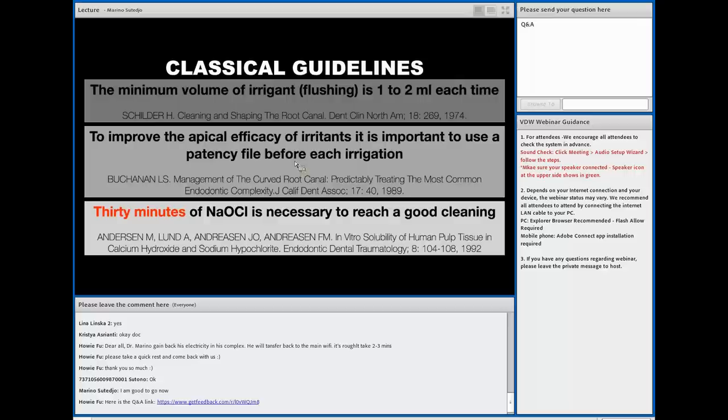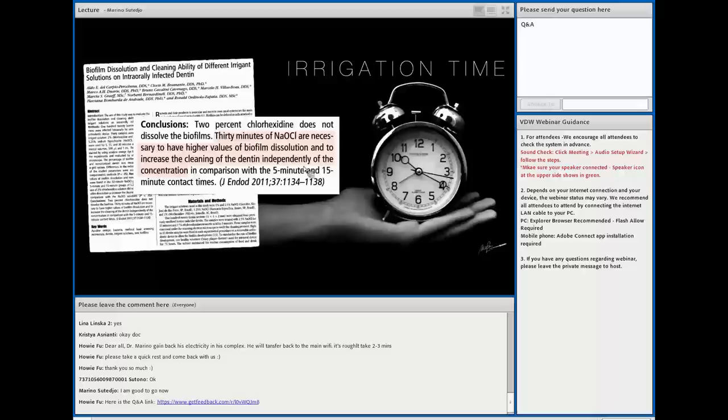The minimum volume is 1 to 2 milliliters each time of irrigation. We also need to improve the apical efficiency of our irrigation. That's why we need to use our patency file as our apical patency protocol, and we need to use at least 30 minutes of sodium hypochlorite to reach a good cleaning. It has also been shown that 30 minutes of sodium hypochlorite is necessary.